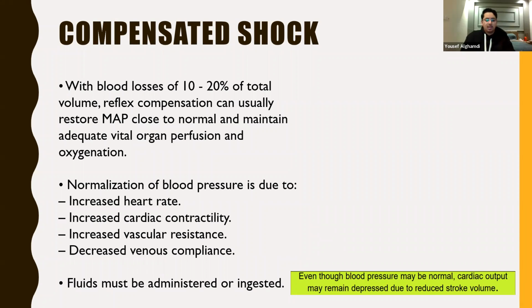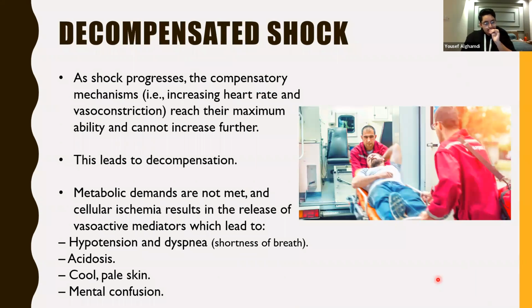That's it. So that's compensated shock. And then obviously if there's compensated, there's decompensated shock, right? As shock progresses, the compensatory mechanisms, which are increasing your heart rate, vasoconstriction, venoconstriction, contractility, and so on, will reach a maximum. Your heart can't increase its contractility and rate forever. It will reach a point where it can't increase anymore, as well as your vasoconstriction. It can't constrict further than its maximum, otherwise it will close or shut down, which would be useless and cause the opposite of what we need, right?